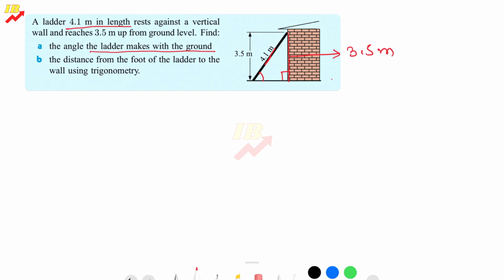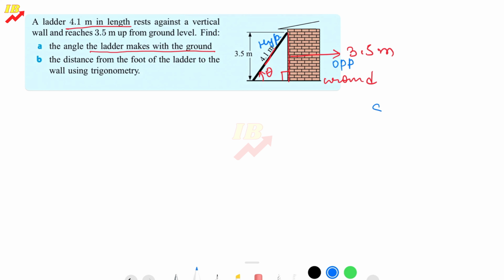So this is my ground level and this is the angle that we are making with the ground. So this is my angle theta, right? So let's just label this thing first. This is opposite to this. This is opposite and opposite to this is hypotenuse. So the length of the ladder is hypotenuse.